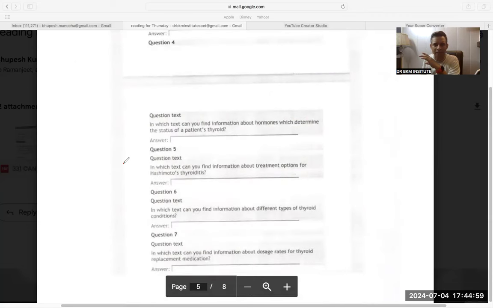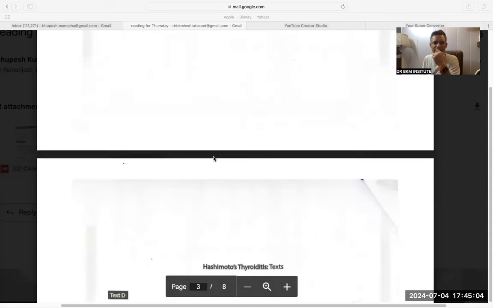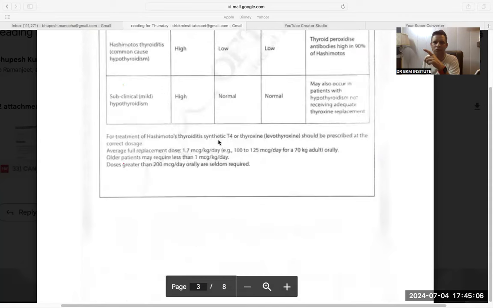In which test hormones which determine the status, hormones. Let me check out the TSH hormones. So this is 100% C. Thyroid hormones is 100% C. Vidhi, if you can control your mic, please.